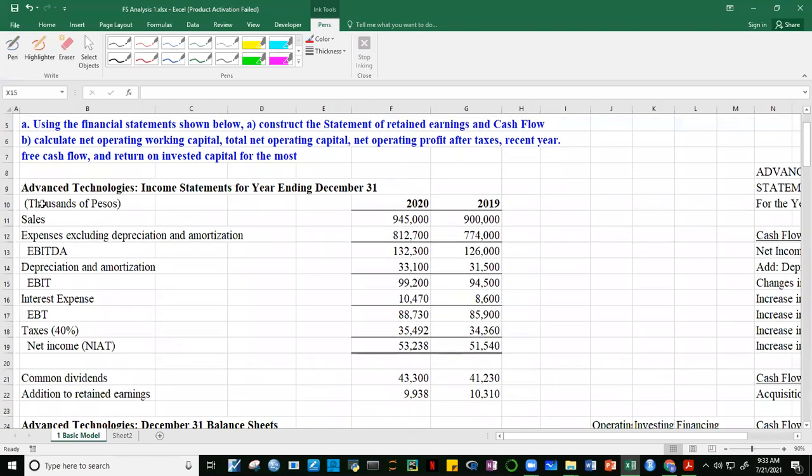We have this, the income statement, 2-year income statement for the year ending, no? So take note, for the year ending, ibig sabihin yan, for the complete year. You have this income statement for 2020 and the income statement for 2021. And you find here thousands of pesos. So lahat ito, guys, yung 945 na ito, this is actually 945 million. You'll often see that in FS. So here we have sales for 2020 and sales for 2021, 945 and 900.